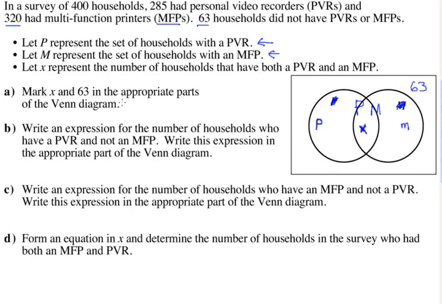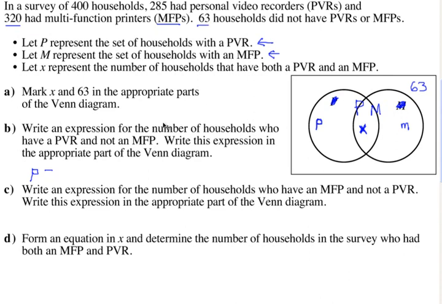So mark X and 63 in the appropriate parts, check. X is the people who have both gizmos, and 63 is the people who have neither. Now, write an expression for the number of households who have a PVR, that's the left side, but not a multifunction printer. That means just this group here. Fortunately, I have a name for that. That's lowercase p. Now, how could we solve for that? Well, we can't yet, but we can at least write an expression for it.